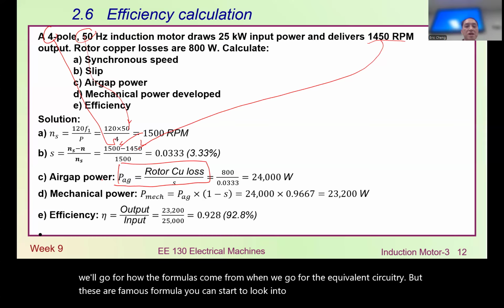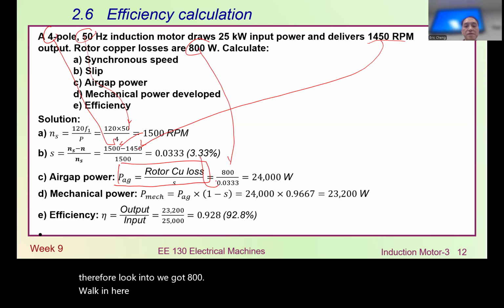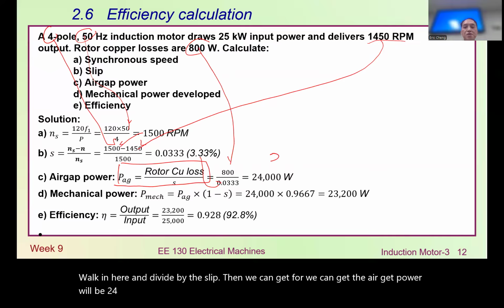So we can therefore look into it: we have 800 watts here and divide by the slip. Then we get the air gap power of 24 kilowatts. 24 kilowatts here.